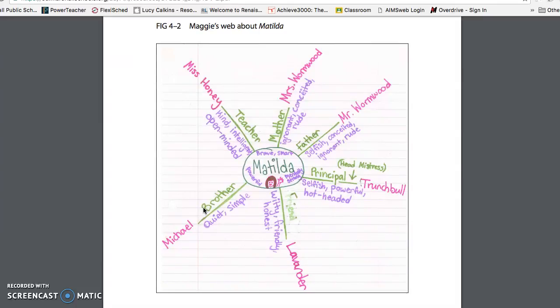They tell you a little bit about the characters themselves, or maybe just how Matilda feels about these particular characters. Like, obviously, she thinks really highly of Miss Honey, who is kind, intelligent, and open minded. But Trunchbull, the headmistress or the principal, is selfish, powerful, and maybe more hot headed.